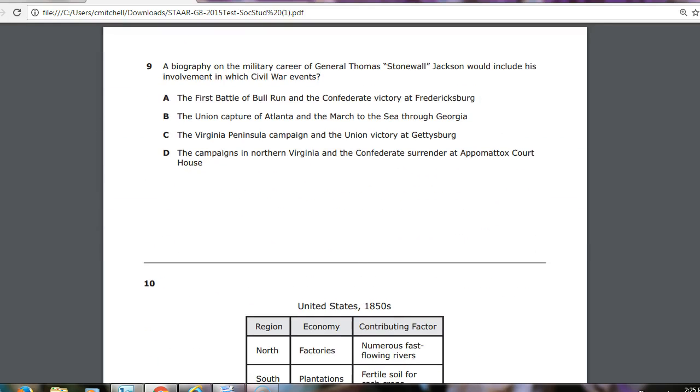Question 9. A biography on the military career of General Thomas Stonewall Jackson would include his involvement in which Civil War events? A. The First Battle of Bull Run and the Confederate victory at Fredericksburg. B. The Union capture of Atlanta and the march to the sea through Georgia. C. The Virginia Peninsula Campaign and the Union victory at Gettysburg. D. The campaigns in Northern Virginia and the Confederate surrender at Appomattox Courthouse.